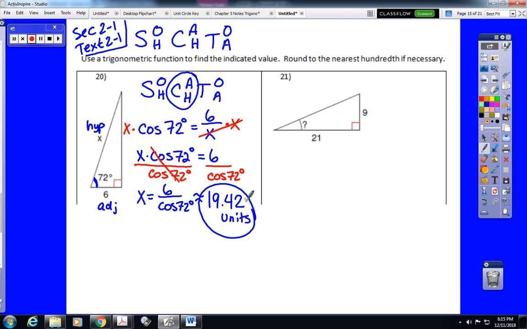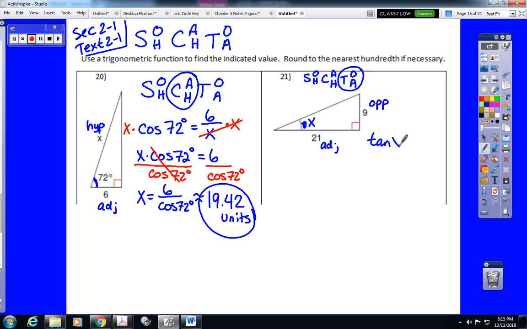Let's do another one. So here we're asked to find the angle. So let's go ahead and write an x in here instead of this question mark. Now if we look, what we're given is the opposite side and the adjacent side. So again, we just need to think to ourselves, okay, what do I know? What am I trying to find? Well, I'm trying to find the angle. So I need to think to myself, well, I've got opposite and adjacent. That means I'm using tangent in this problem.